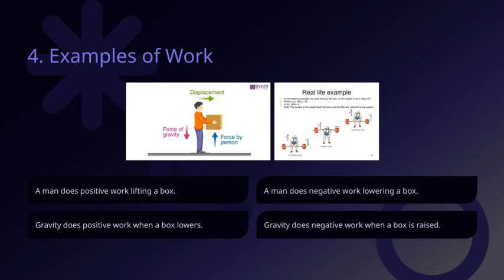Conversely, when a man lowers a box, gravity does positive work because it's aiding the motion, transferring energy to the box as it descends. On the other hand, if someone is lifting a box, they are doing positive work by applying force in the same direction as the movement, adding energy to the system. And when a man lowers a box, he's doing negative work, since his effort opposes gravity's pull.